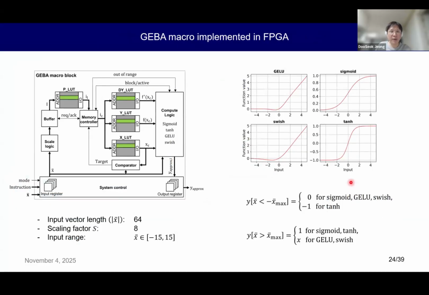Right. So how can we implement it? The implementation is pretty simple. We have basically three lookup tables, x, y, and gradient value, and we have this scaling logic. Using that scaling logic, we can take the integer part and address the gradient, x, and y values from the lookup tables, and you simply do the calculation, which is just a multiplication and addition.